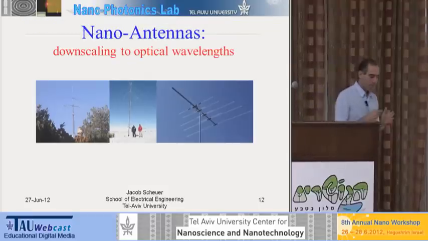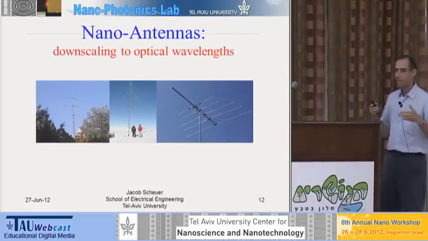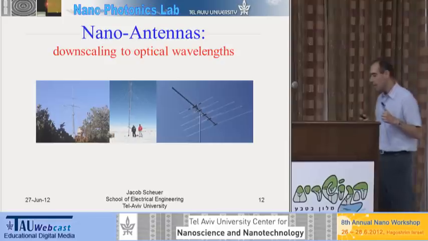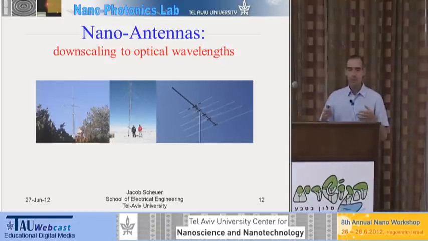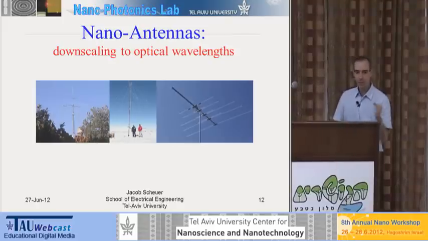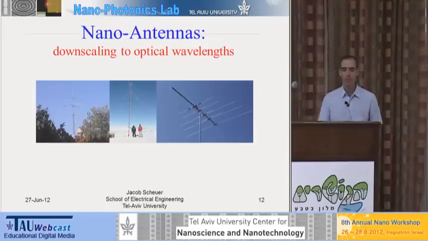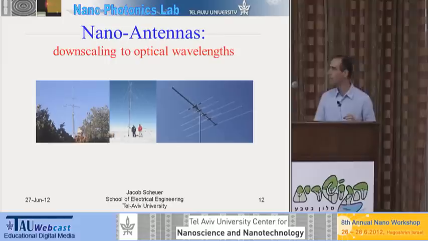Okay, so basically, if I manage to convey the message correctly, the idea is that we are working with small particles of metals, and we are working around the resonance frequency. At the resonance frequency, they act like antennas. So let's talk about antennas and go a little bit more into the technical part of the talk.